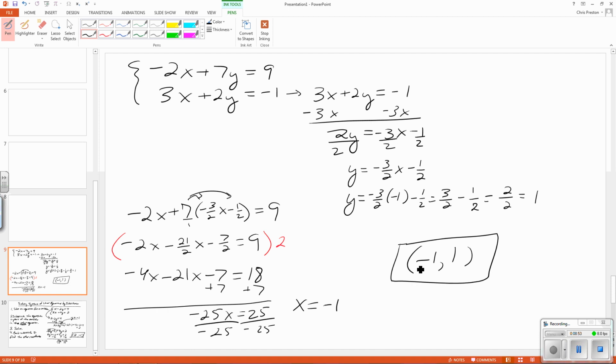And you don't have to just get integer numbers. You can get fractional values as well when you're doing this process. So that's solving systems of equations by substitution.